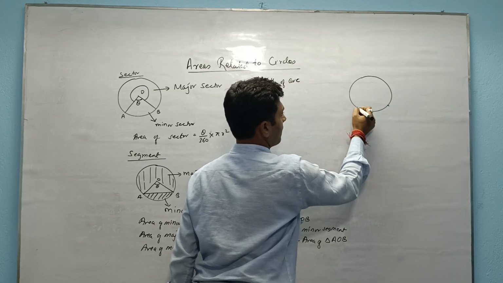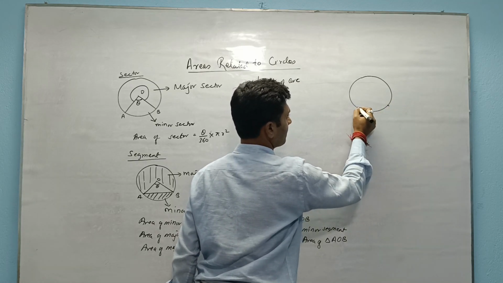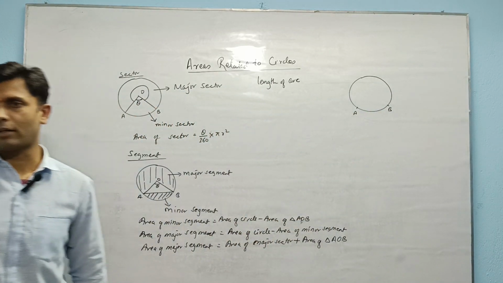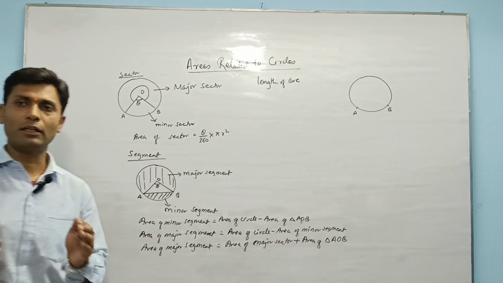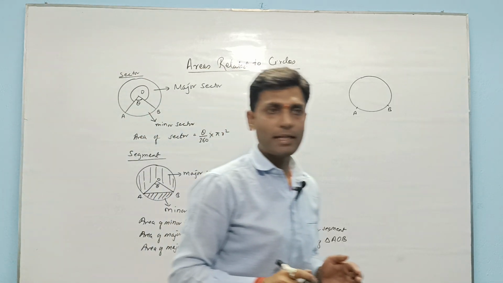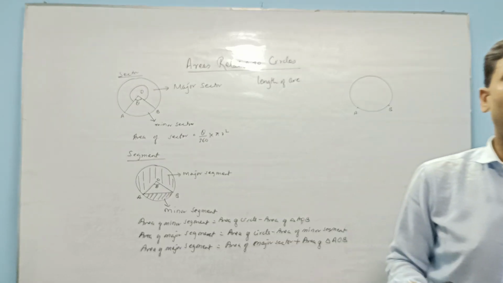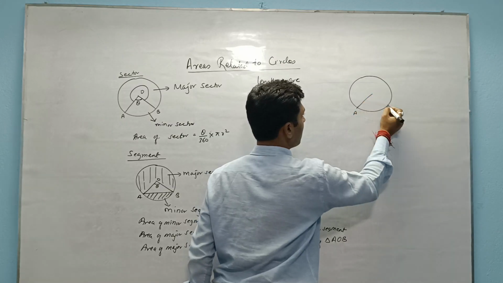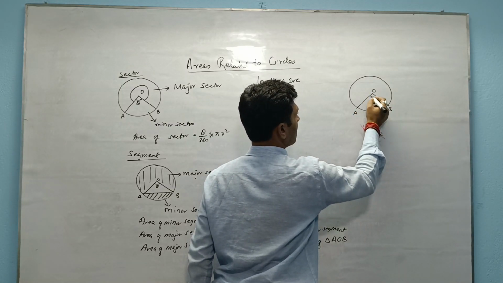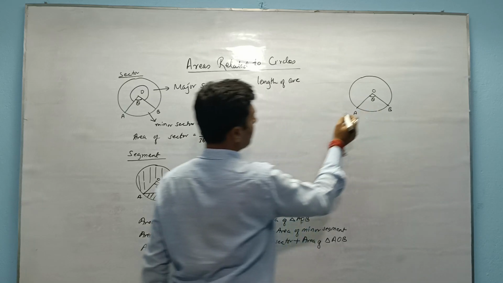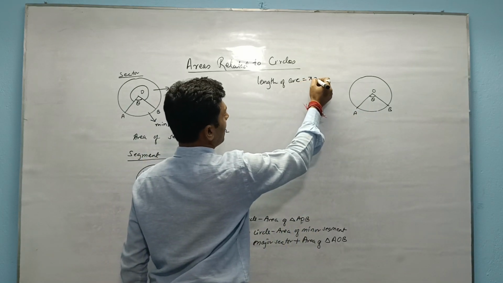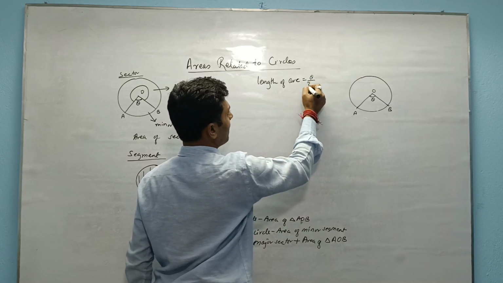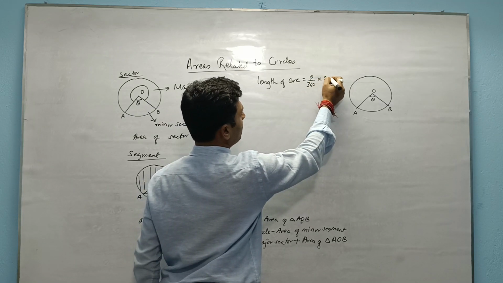Let's say this is the circle, and this is the minor arc. Now, hope you understood what is minor arc. If the arc is making an angle less than 180 degree at the center, it is called minor arc. So, let's say this is theta. So, length of arc is equal to, let me tell you here also, theta by 360 into 2 pi r.